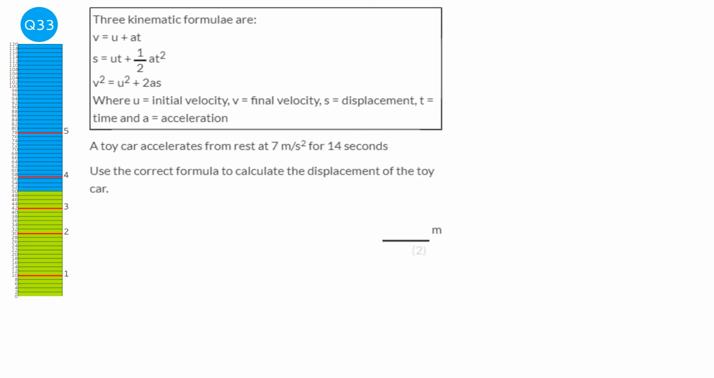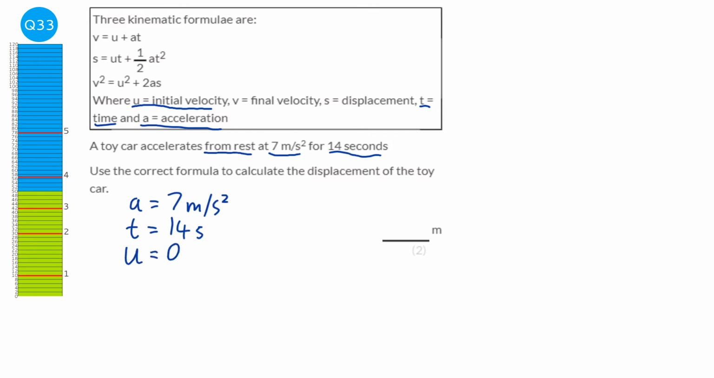First thing to do with this question is realise what information we have from the question. It says that the toy car accelerates at that amount. So acceleration is an a, so its a is going to be 7 meters per second squared. And it says for 14 seconds, so that's a time, so t is 14 seconds. It seems like there's no more information, but there is, because u is the initial velocity and it says from rest. So u is going to be 0.